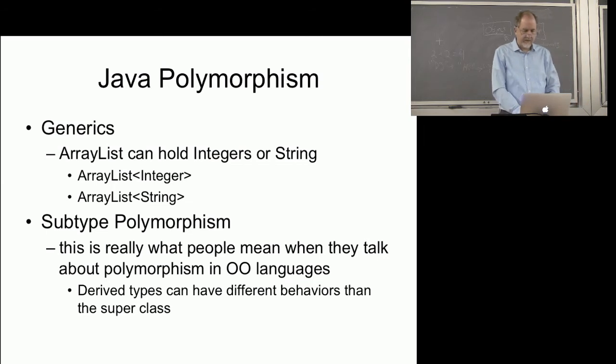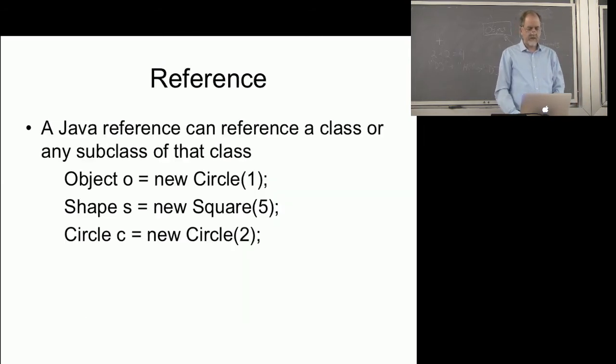So the way in Java this basically works is a pretty simple idea. A Java reference, so basically, we talk about variable names that are object types, or really references to objects, can reference a class of its own type or a subclass of that class. So for example, we're used to seeing a circle c equals new Circle(2), and this circle reference can reference an object of its own class, and that's pretty straightforward. That's what we're used to seeing.